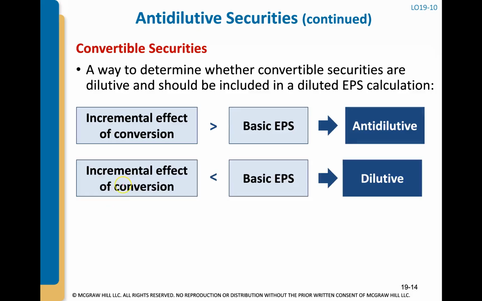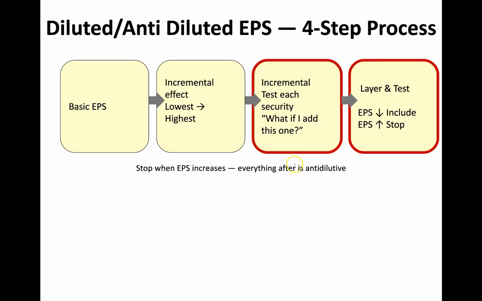So we've just talked about the incremental effect of the conversion. If the incremental effect is less than your basic earnings per share, it is considered to be dilutive. If, however, your incremental effect of conversion is greater than your earnings per share, then it would be considered anti-dilutive, and we would exclude that convertible security in our layering process altogether. Let's go through what I mean by this layering process. This is kind of step 3 and 4 kind of go together.